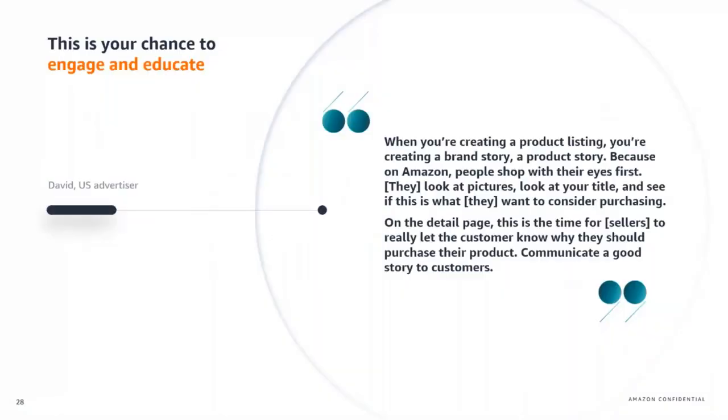So I wanted to quickly start with a quote from David, an Amazon advertiser, that really captures the role that the product detail page plays in engaging customers and telling the right story about your product and about your brand. So David said, when you're creating a product listing, you're creating a brand story, a product story. Because on Amazon, people shop with their eyes first. They look at pictures, they look at your title, and they see if this is what they want to consider purchasing. On the detail page, this is the time for sellers to really let the customers know why they should purchase the product and communicate a good story to customers.